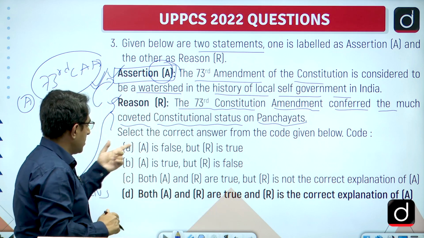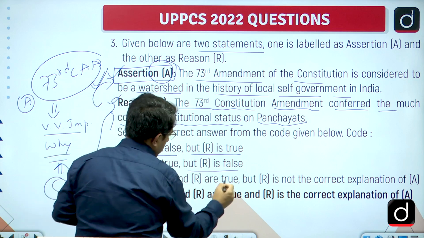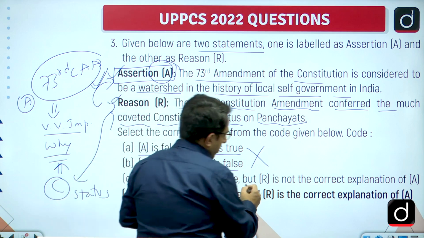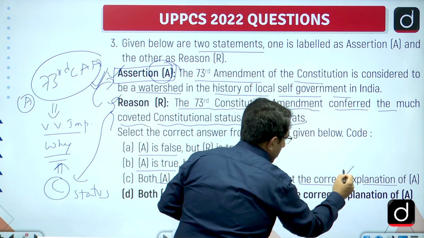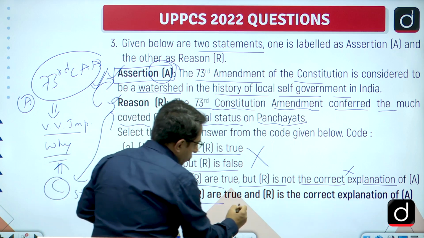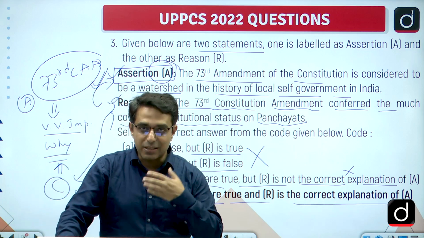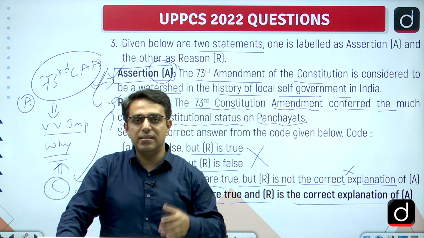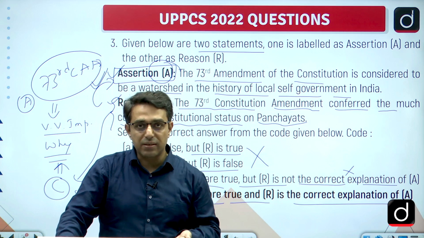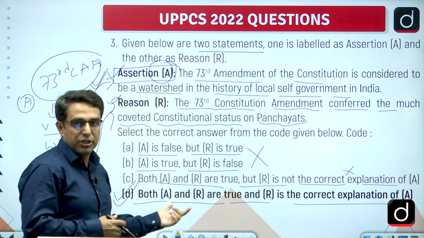So, let us see the options. A says A is false, but R is true. B says A is true, but R is false. Both are incorrect. C says both A and R are true, which is correct till this point, but R is not the correct explanation of A, which is incorrect. So, the right answer is D, because it says both A and R are true and R is the correct explanation of A. R is actually giving us the reason why A is correct. A is saying the 73rd Constitutional Amendment Act is important and R is giving us the reason why it is important. Both are organically linked, and that is why we will go with option D.